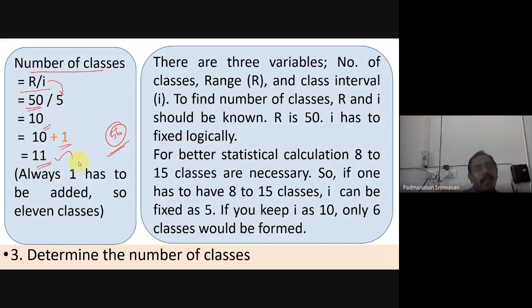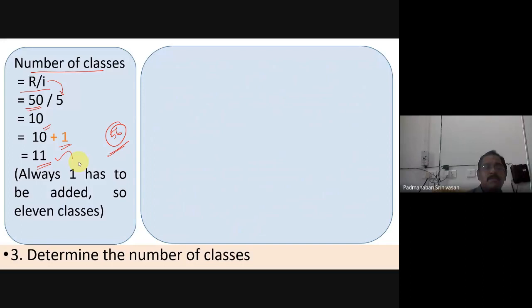Now the right side, it is the reason why we have chosen 5. See, this 5 we have taken tentatively. You can have the class interval as 2 or 3 or 5 or 10, etc. You can have any number, even 1 also you can put.